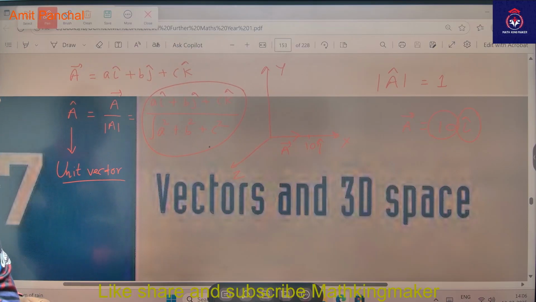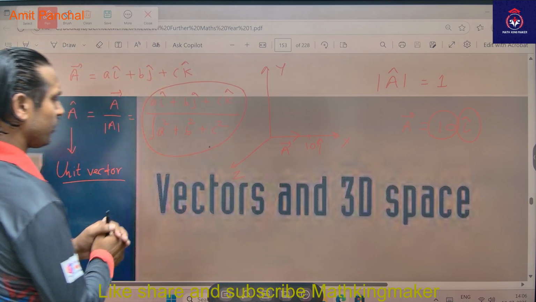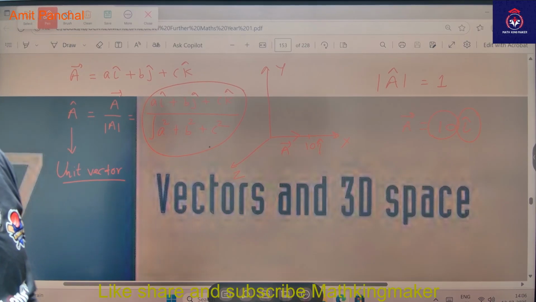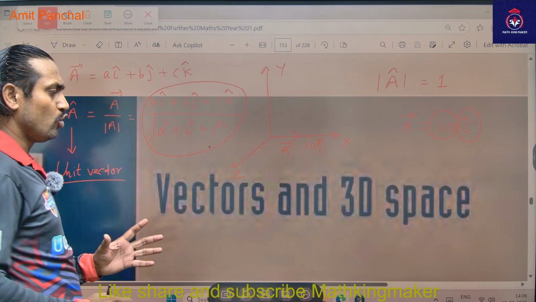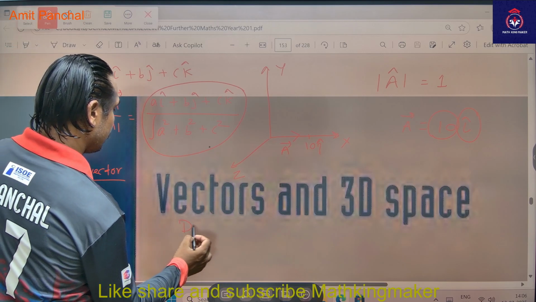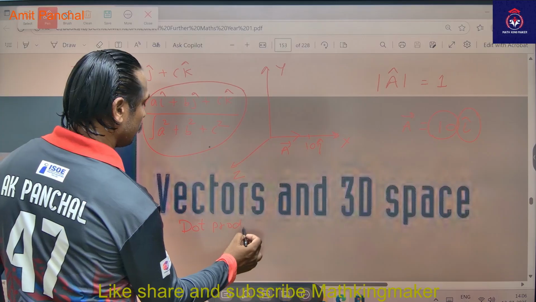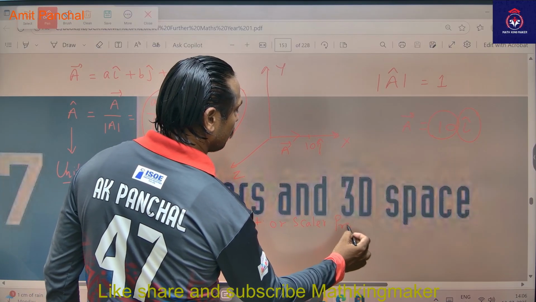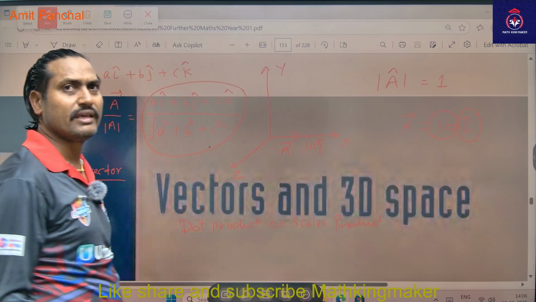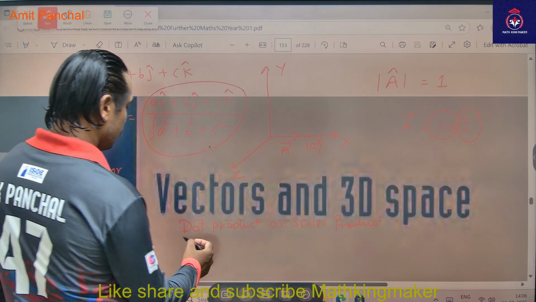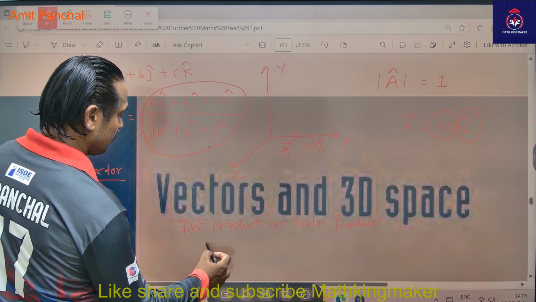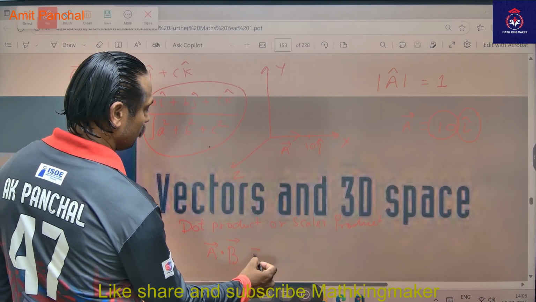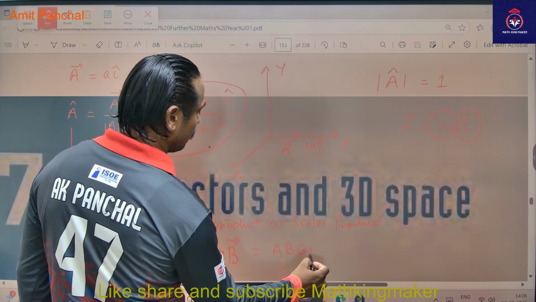So now, what is dot product? There are two types of product of vectors: one is dot product and one is cross product. Dot product, or you can say scalar product, means that after the product of two vectors you will get a scalar quantity. So what is the formula for dot product? a dot b vector is equal to ab cos theta.